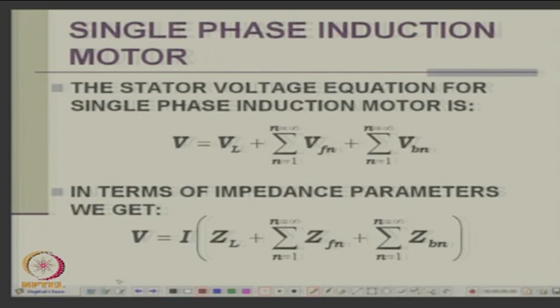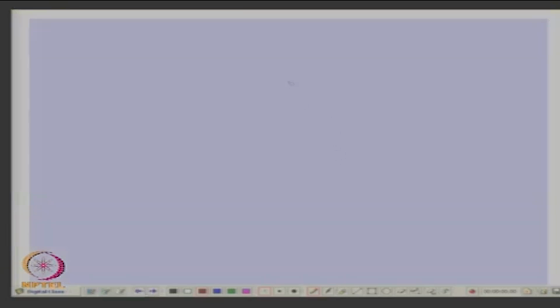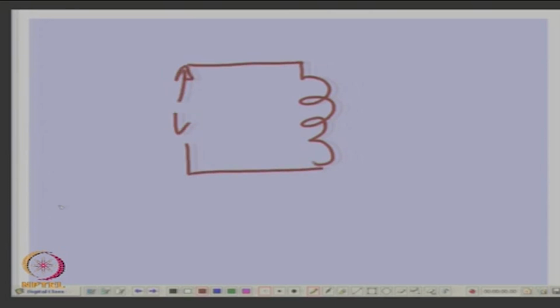Now, what will be the voltage that will be in the winding? Okay. So, if this is the winding in which you want to know and you are applying a voltage V, is it not? Applying a voltage V and passing a current I. What will be the voltage? There will be voltage due to the leakage reactance drop, is it not, in the winding.